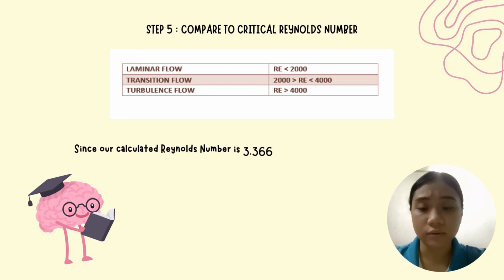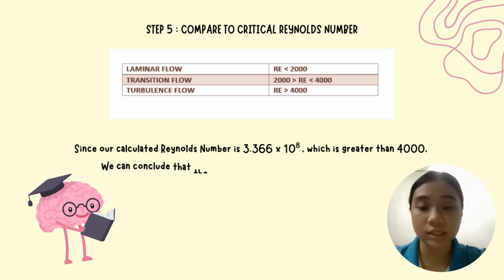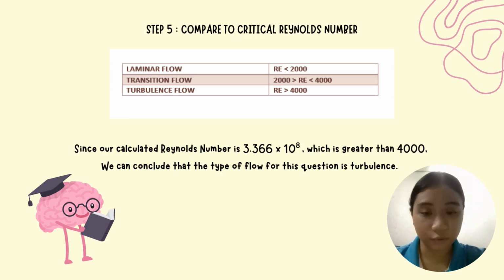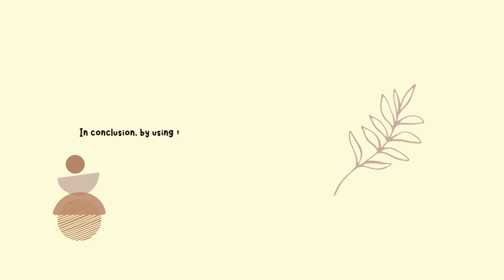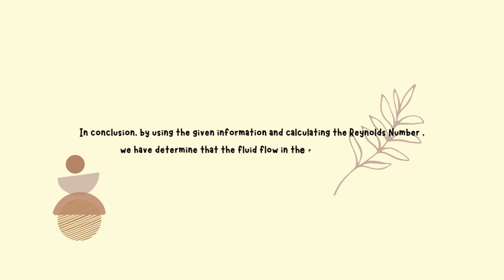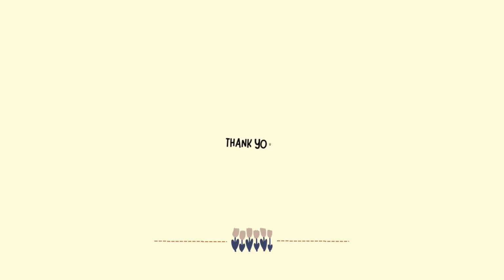Since our calculated Reynolds number is 3.366 times 10 to the power of 8, which is greater than 4000, we can conclude that the type of flow for this question is turbulence. In conclusion, by using the given information and calculating the Reynolds number, we have determined the fluid flow in the pipe is turbulence. Thank you.